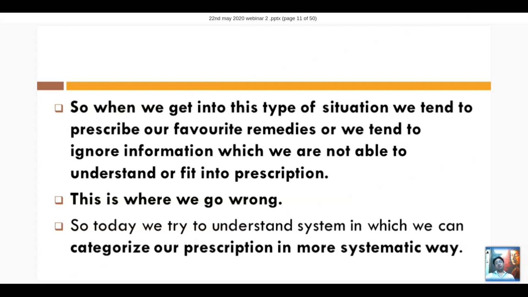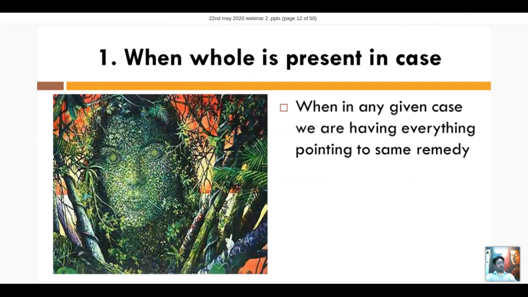So today we try to understand the system in which we can categorize our prescription in a more systematic way, right? So we take all this information one by one. First, when we have a case in which the whole is present, for this you just look at the last class, right?